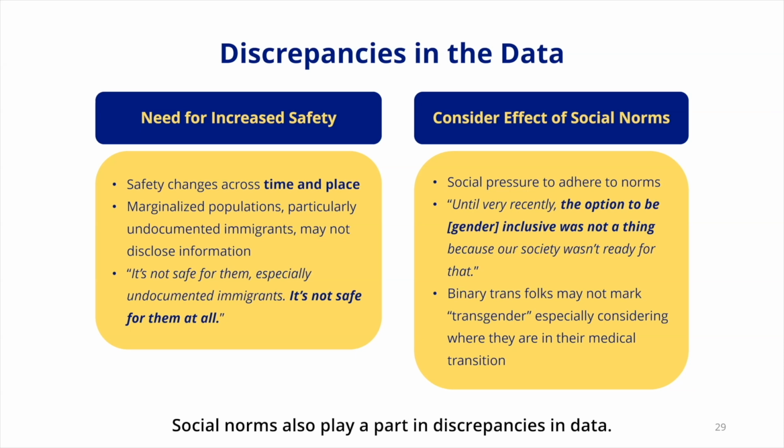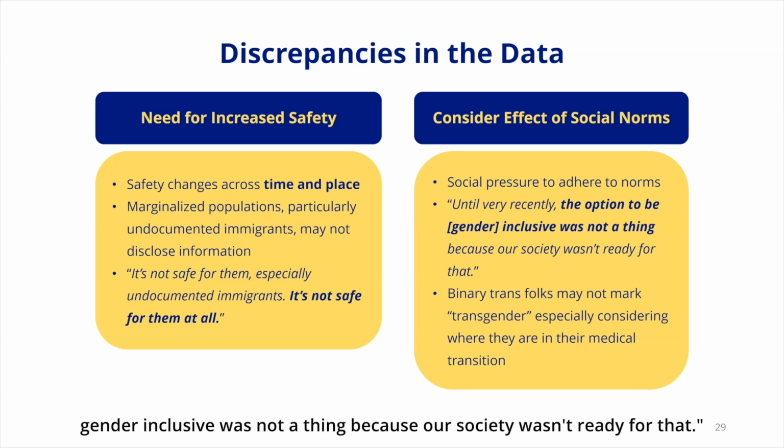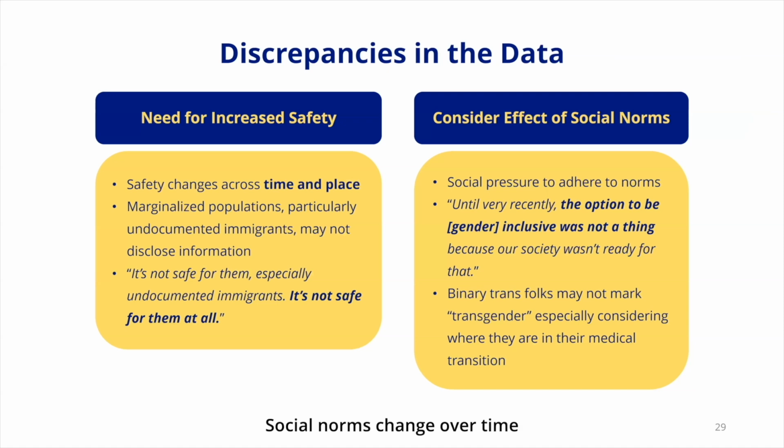Social norms also play a part in discrepancies in data. One of the participants said, "Until very recently, the option to be gender inclusive was not a thing because our society wasn't ready for that." Social norms change over time and can therefore influence data collection, creating the discrepancies that we sometimes see. Another consideration is that trans folks are a nuanced population.